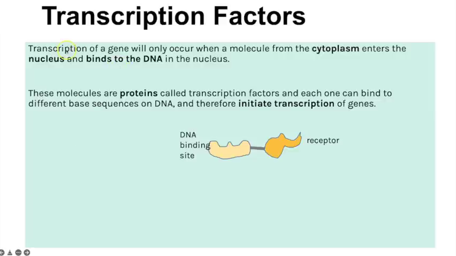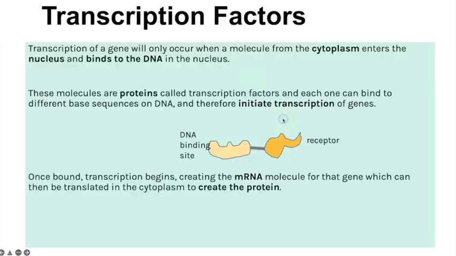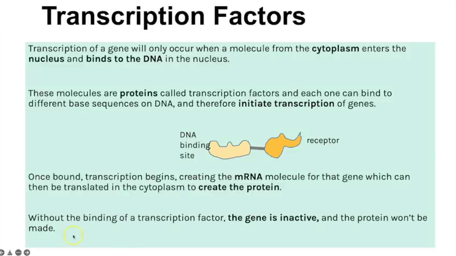So how does this work then? Transcription of a gene only occurs when a molecule from the cytoplasm enters the nucleus, because it has to bind to the DNA, and the DNA is only found in the nucleus. These molecules are proteins, and each one can bind to a different base sequence on DNA, and that will be how it initiates the transcription of a gene. Once bound, that is when transcription can then begin, and mRNA is created. That is then used in translation to create the polypeptide chain. So if the transcription factor does not bind, the gene is inactive, meaning transcription won't occur and the protein won't be made.